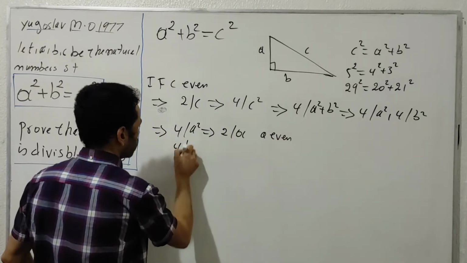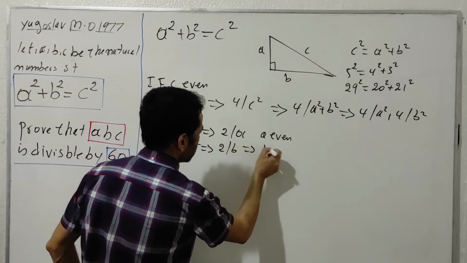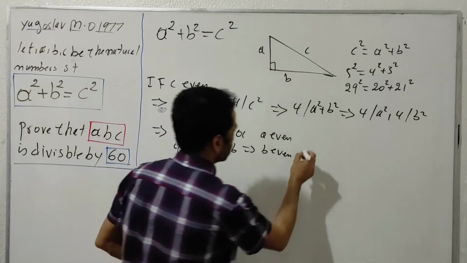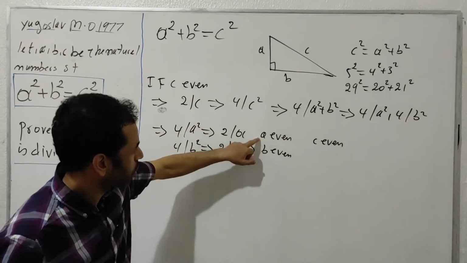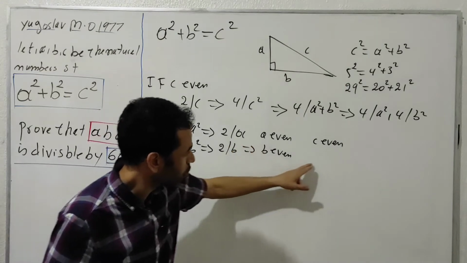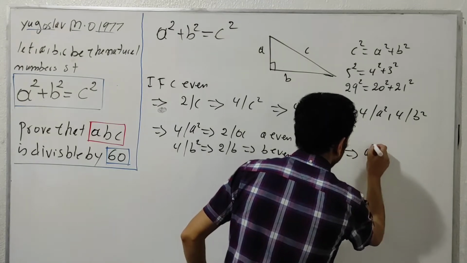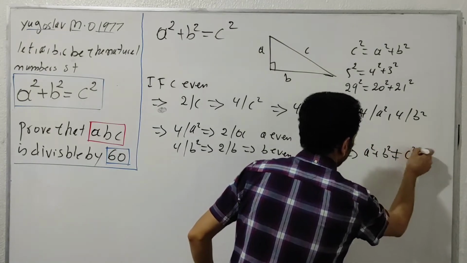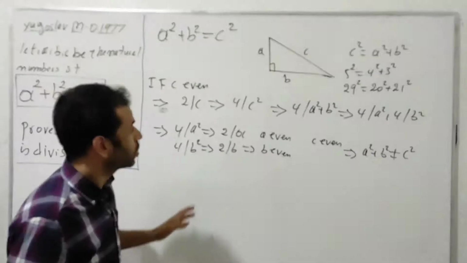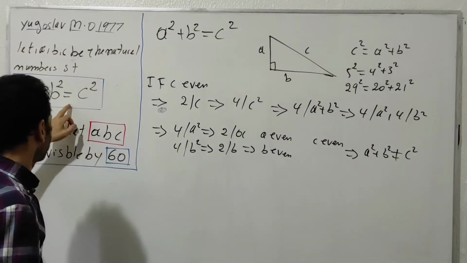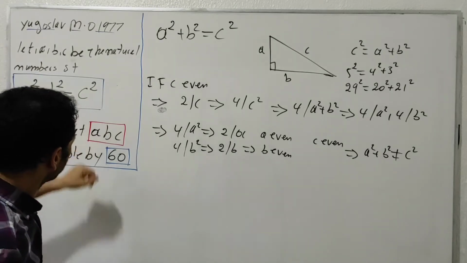For B, 4 divides B squared, that means 2 divides B, that means B is even. In addition, we have C is even by assumption. So we have three terms that are even, which contradicts our property. So in this case, A squared plus B squared cannot equal C squared if they are all even. The case C even doesn't work here. That means ABC would not be divisible by 60 if this property is not verified, because this one and this one are related.